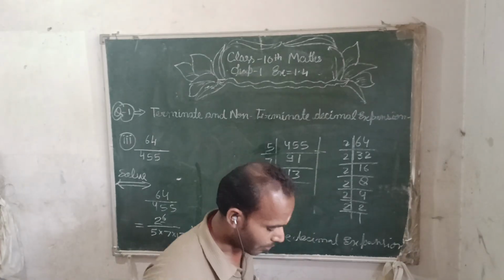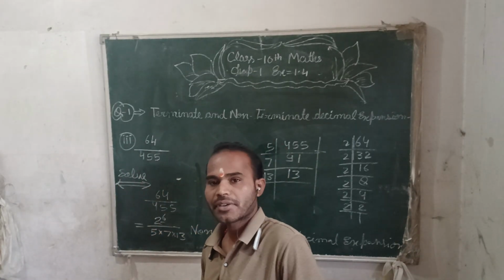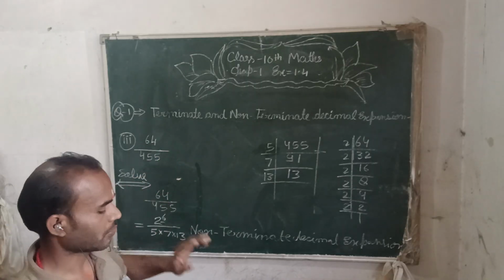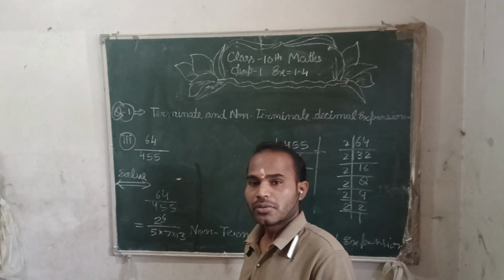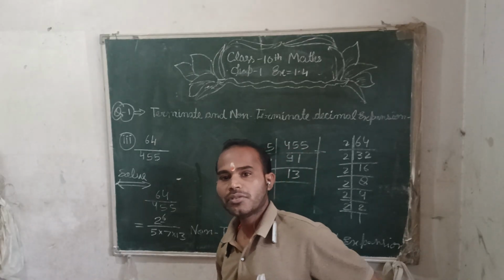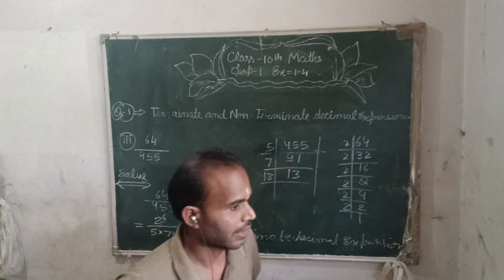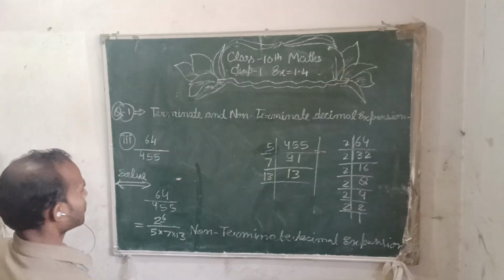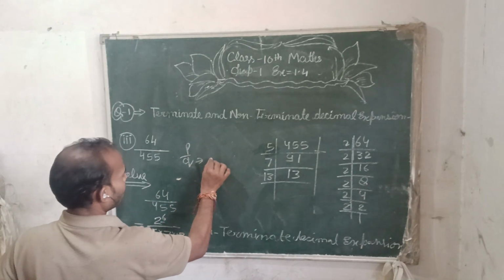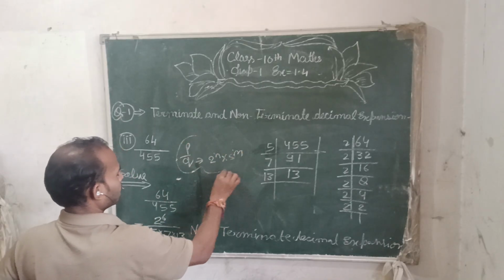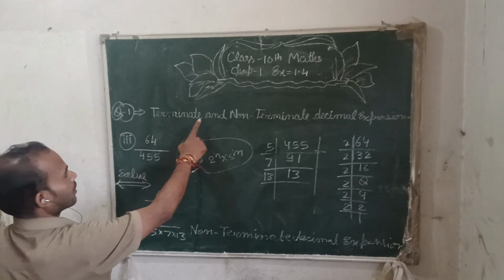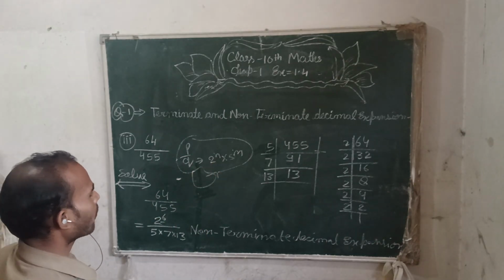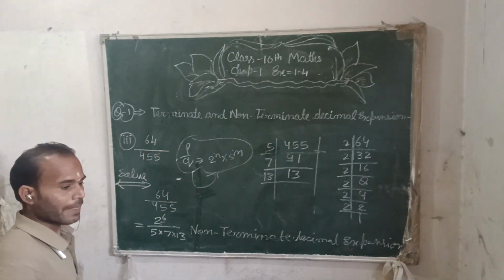If p upon q, where q is not equal to 0, it is called a rational number. To decide whether a rational number has a terminating or non-terminating decimal expansion, as I taught in previous questions: if q is of the form 2 to the power n into 5 to the power m, it is called a terminating decimal expansion, but if q is not of that form, it is a non-terminating decimal expansion.